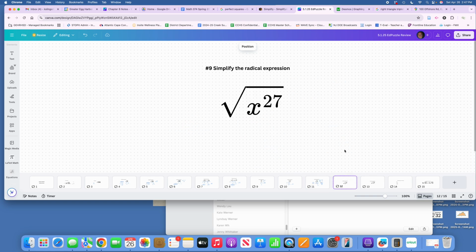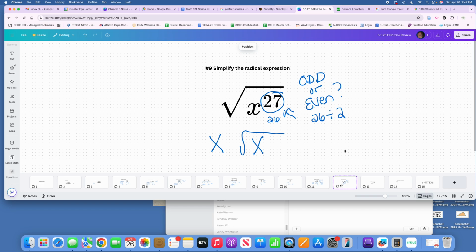Okay, so simplify the radical expression, and this one just has a variable. So we have to remember our rules for variables. We're going to look at the exponent, and is it odd or even? Okay, if it's odd, which it is, we make sure we put one variable underneath the radical. Then we pretend that this is a 26. We divide by 2. And that's the new exponent that we put on our radical.